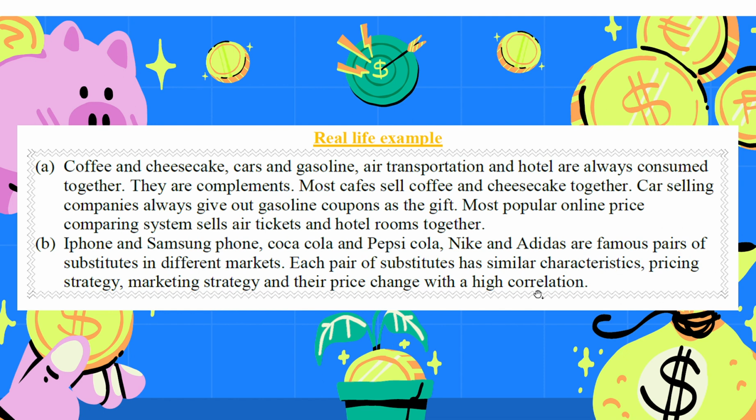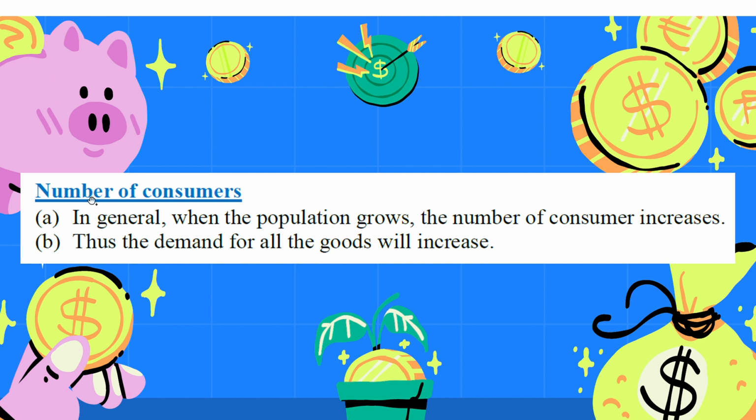Each pair of substitutes has similar characteristics in pricing strategy and marketing strategy, and their prices change with a high correlation. So when one increases, the demand for the other will increase, so they tend to increase their price too. So their prices increase together or decrease together.